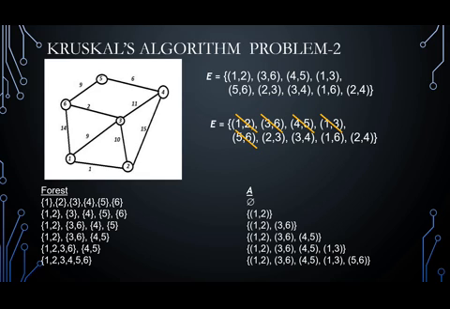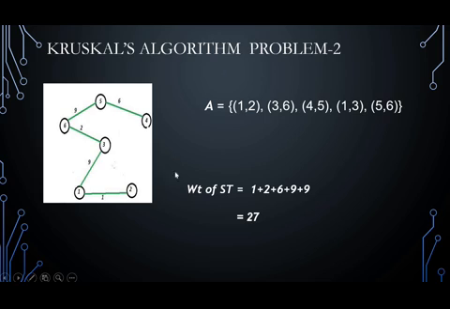Using this, construct a minimum cost spanning tree. So first 1 to 2. Join 1 to 2. Its weight is 1. Then join 3 to 6. Its weight is 2. Then join 4 and 5 with weight 6. Then join 1 and 3 with weight 9. Then join 5 and 6 with weight 9.